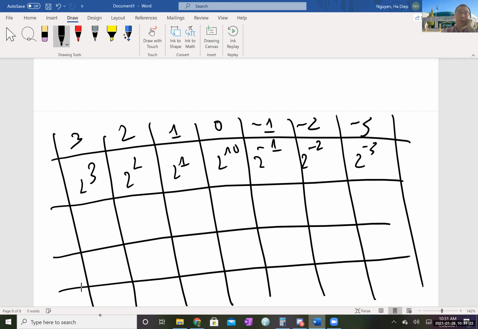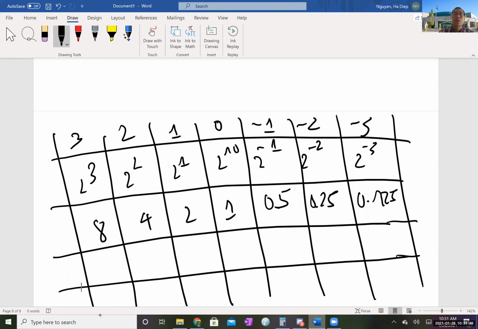So 2 raised to 0, you have 1 here. You have 2, 4, and 8. For 2 raised to -1, that is 1/2, that's why you have 0.5 here. This one, 1/4, you have 0.25. And this one, 1/8, you have 0.125 here. Okay.